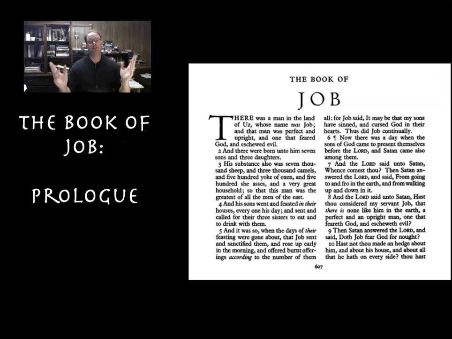So now that we've got the structure, let's just look at a little bit of the prologue, which is the focus today. We're going to look at the dialogue between the friends and God's intervention later. Let's just read it. There was a man in the land of Uz whose name was Job, and that man was perfect and upright, and one that feared God and eschewed evil. So what does a pious man look like? They're perfect, they're upright, and they feared God and eschewed evil.